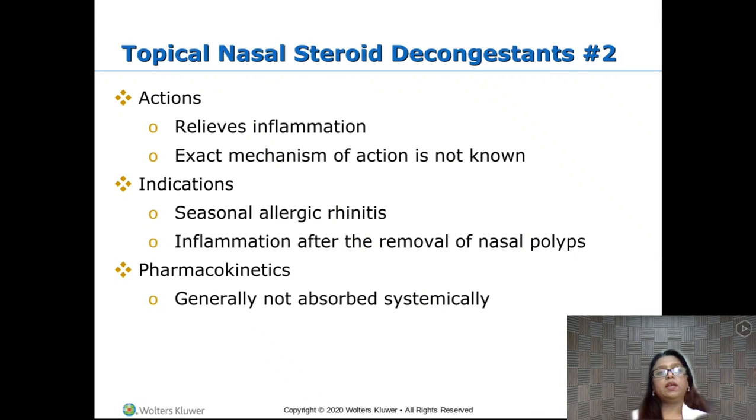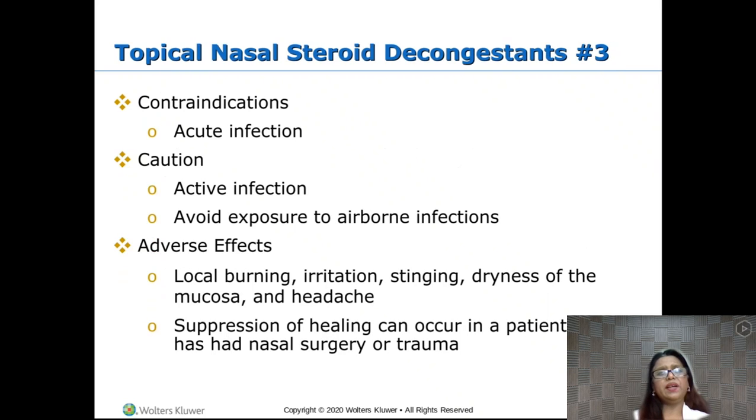Anti-inflammatory, so they will relieve the inflammation. The exact mechanism of action is not known. Indications include seasonal allergic rhinitis and inflammation after removal of nasal polyps, and they are generally not absorbed systemically. Contraindications: with active infections you don't give it, because steroids are immunosuppressants and they will flare up the infection.